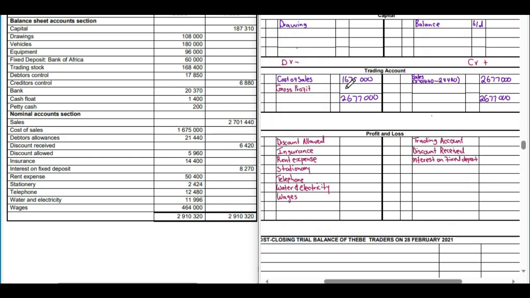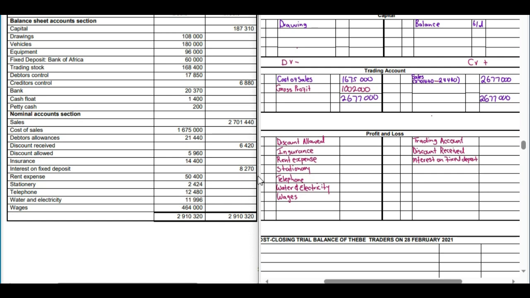And then now we can complete our gross profit. We're going to say 2,677,000 subtract cost of sales of 1,675,000, and then our gross profit will be 1,002,000.